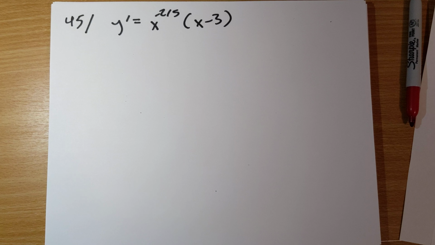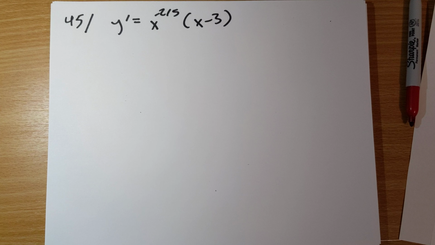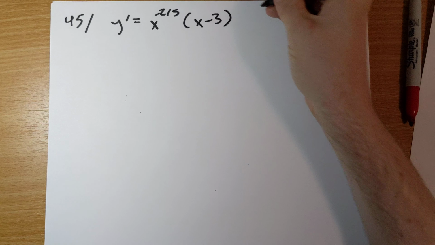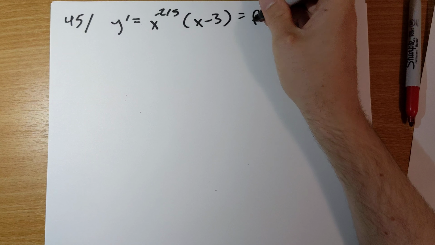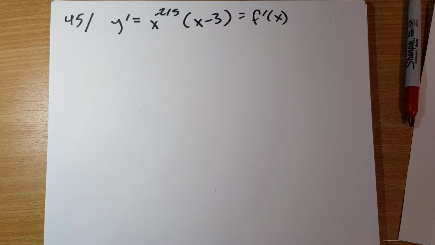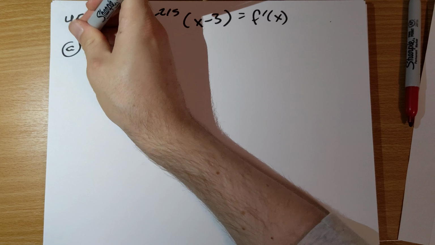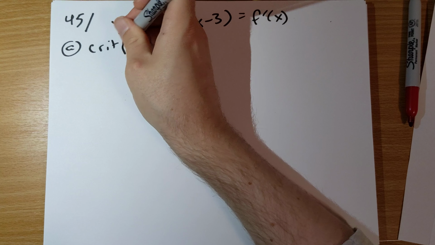Number 45. We're given that y prime is equal to x to the negative 2/5 times x minus 3. So we're not told what y is. We're told y prime is equal to this. Okay, and we can say this is f prime of x here. So let's analyze this. So first off, we're asked for critical points.